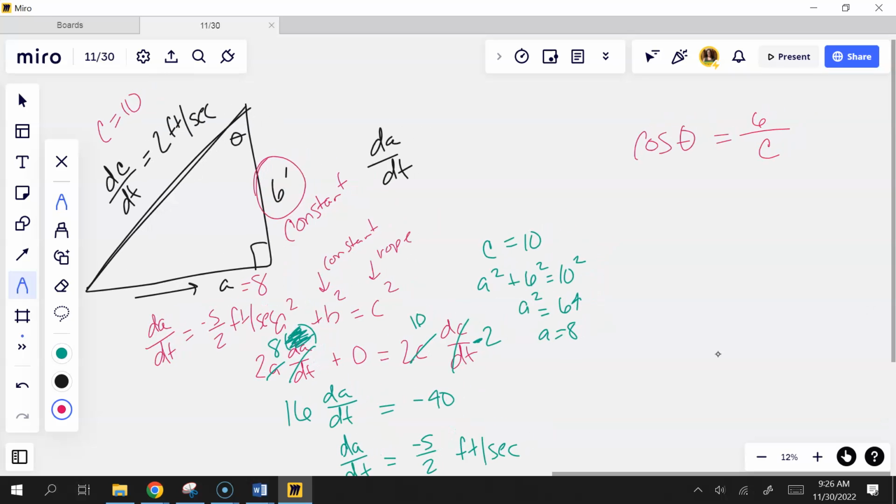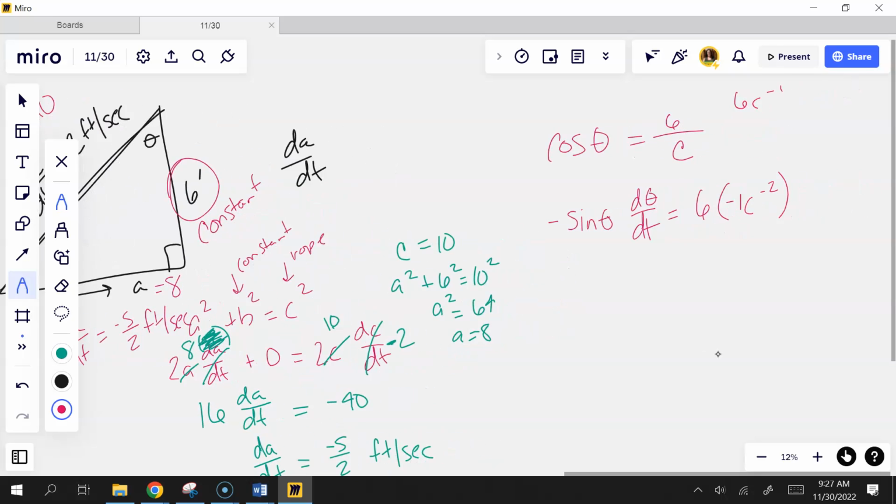All right, so that would be negative sine theta d theta/dt equals 6 times, this is on the bottom, that's really like 6c to the -1, right? Tangent might have been easier on this one. It's okay. We will plug in what we know.